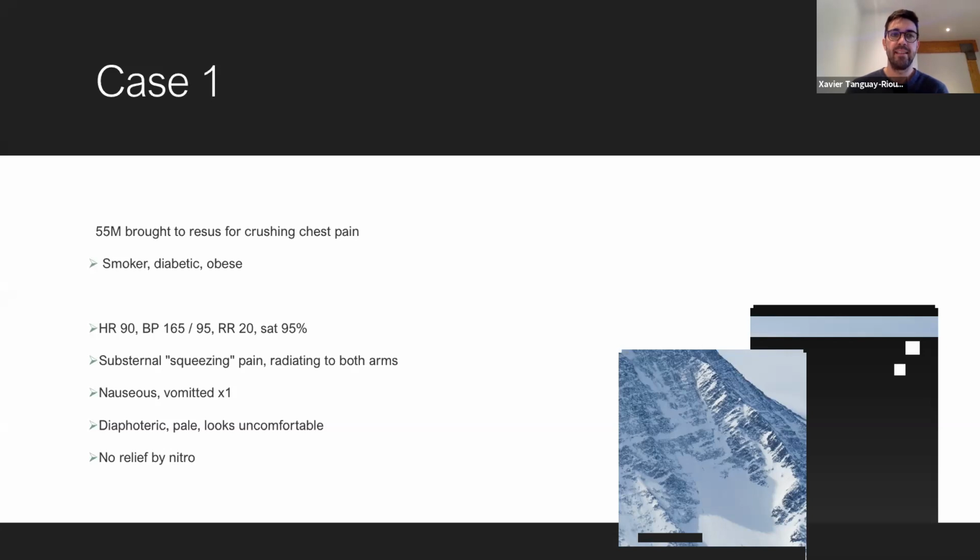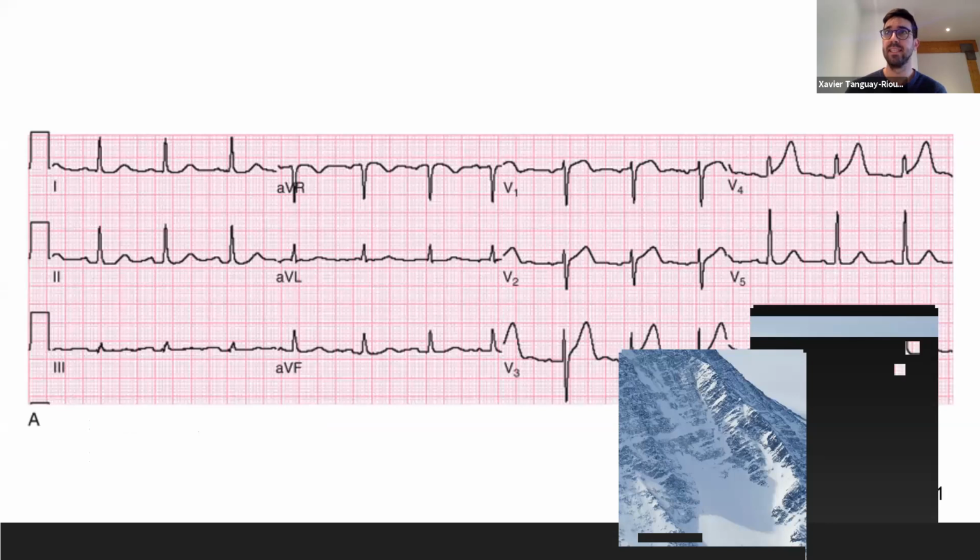So my first case is a 55-year-old man that is brought to you for crushing chest pain, smoker, diabetic, and obese. His vitals are there, he's a little bit hypertensive, but otherwise not too worrisome. He has a substernal squeezing chest pain that is radiating to both arms, and he's nauseous, and he vomited once. He's pale, diaphoretic, and he looks uncomfortable. The pain was not relieved by nitro. So this is the ECG.